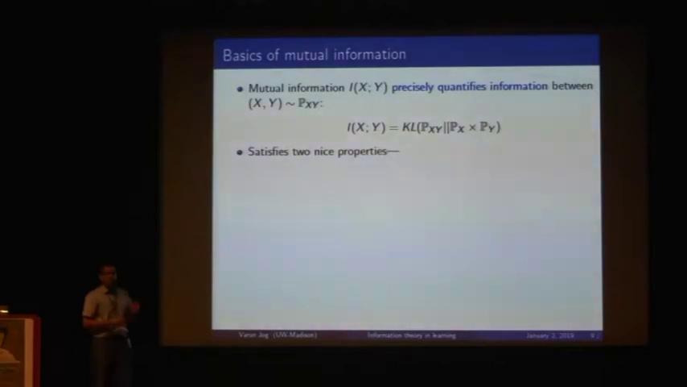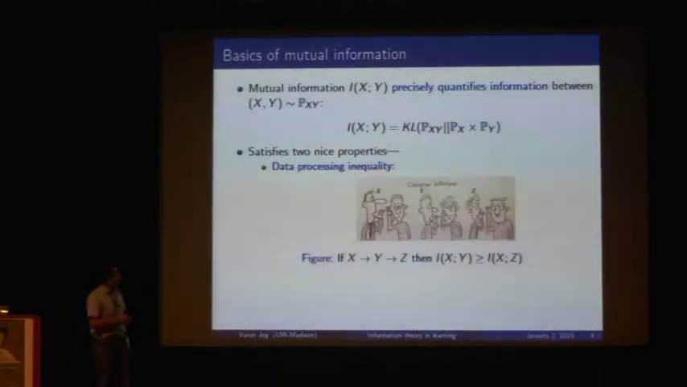And mutual information satisfies two nice properties that I'll need in this talk. The first is what is called the data processing inequality. The data processing inequality just says that if you have some original random variable X, it gets corrupted into Y, and that Y gets corrupted into Z, then the mutual information between X and Y is bound to be larger than that between X and Z, because Z has had two corruptions along the way, whereas Y has only had one corruption.